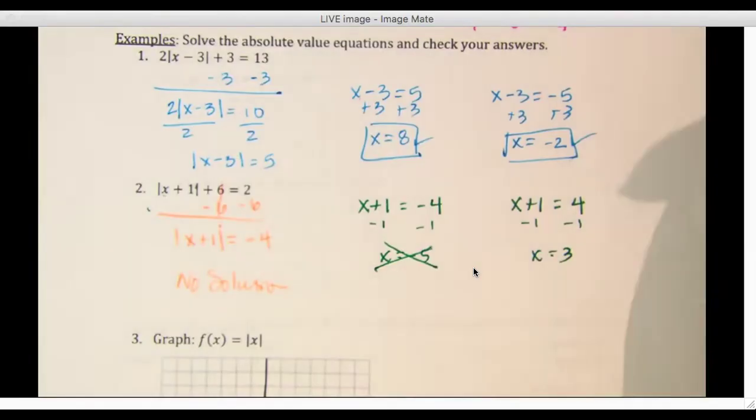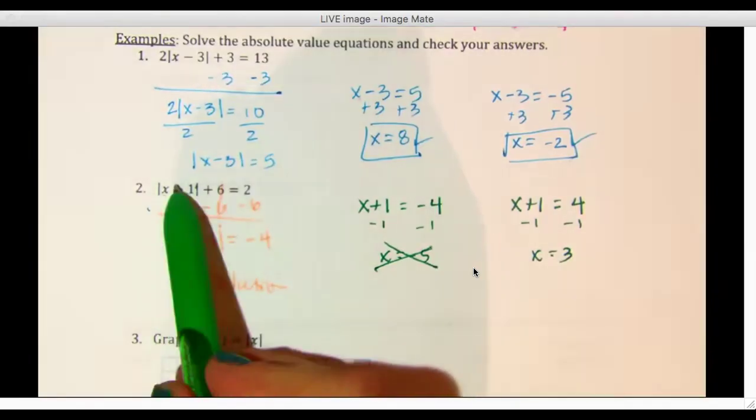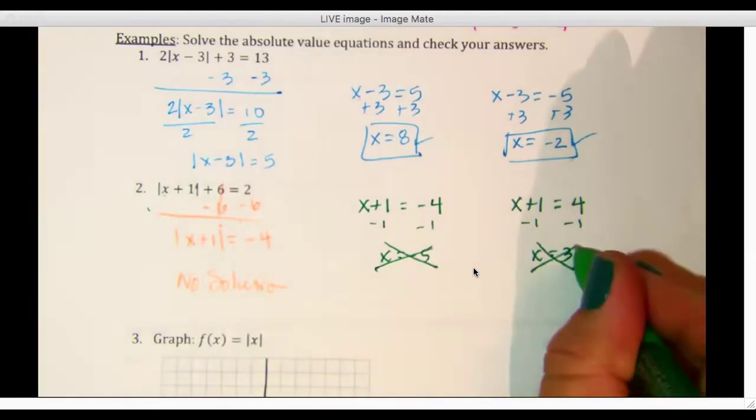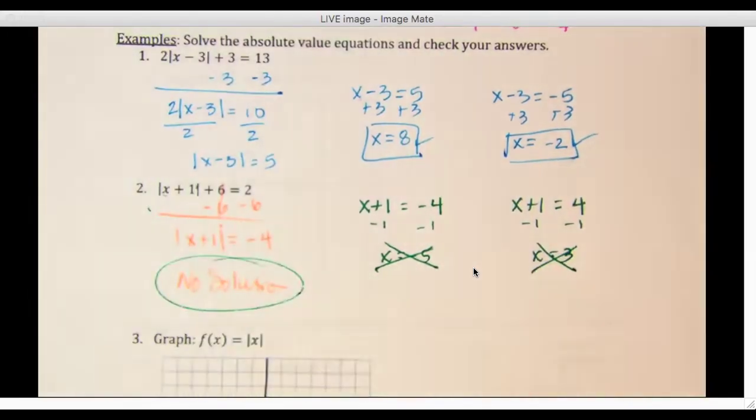And I can plug in 3. 3 plus 1 is 4. Absolute value of 4 is 4. 4 plus 6 is 10. That is not equal to 2. So that one doesn't work. And so we still come back to the same conclusion of no solution.